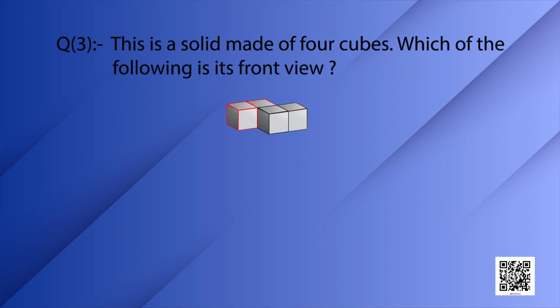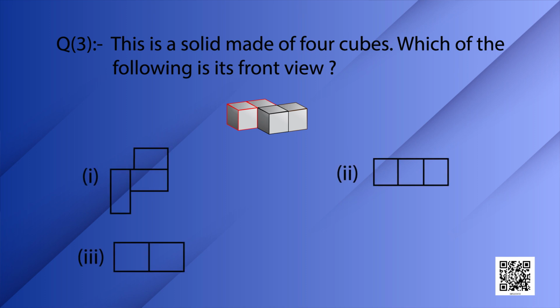Question number 3. This is a solid made of 4 cubes. Which of the following is its front view? You have 3 options as given. So clearly children, the front view will be the second one.